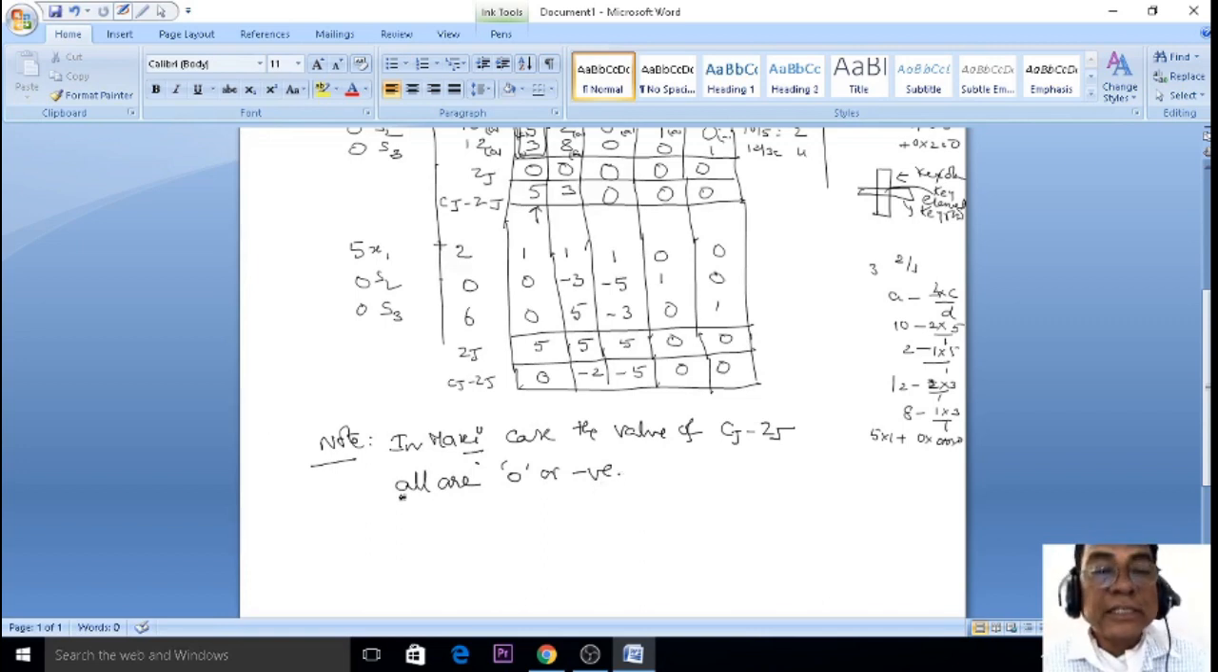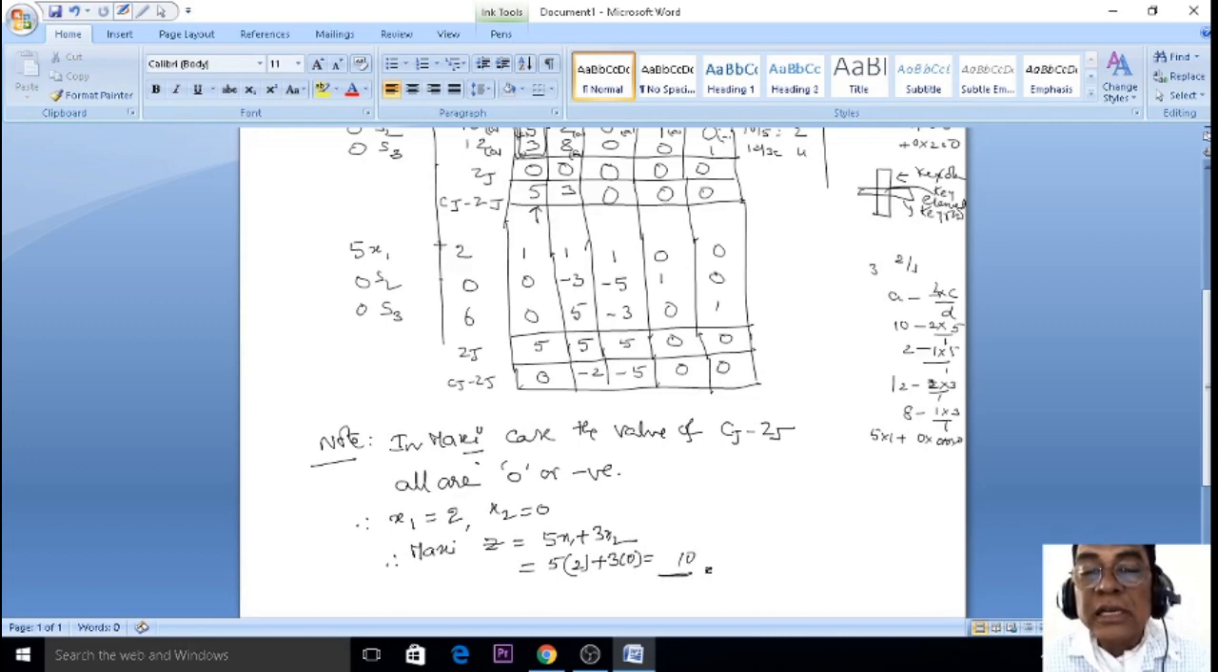So what are the values? See, listen. Therefore, what are the values of x1 and x2? Therefore, x1 is equal to, see this opposite value, 2. Don't take 5x1, only x1, 2. No x2 in this one. There is no x2. So that x2 is equal to 0. Therefore, the maximum objective function, maximize z is equal to, what is the z value here? 5x1 plus 3x2. So 5 into x1, 2, plus 3 into 0. So 5 twos are 10. So this is the correct answer.